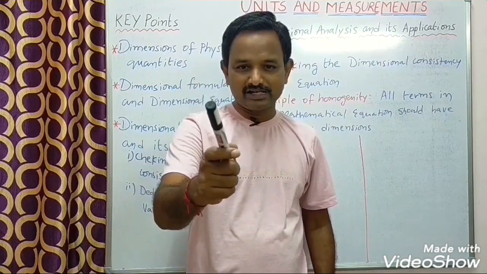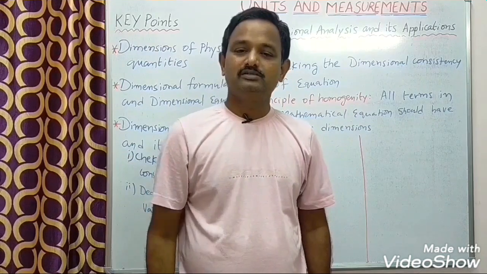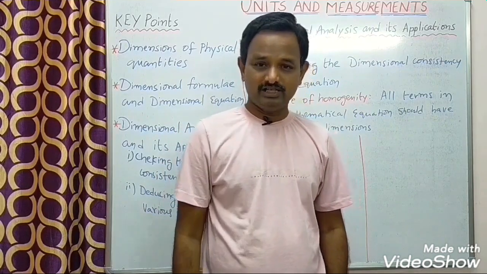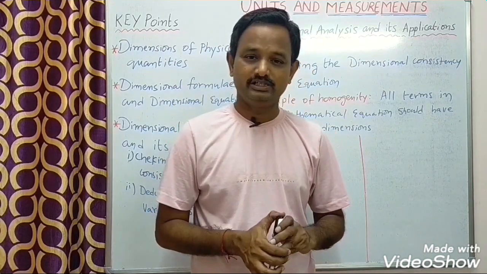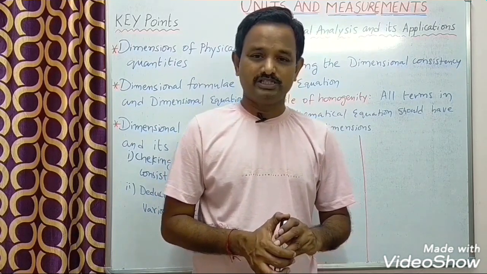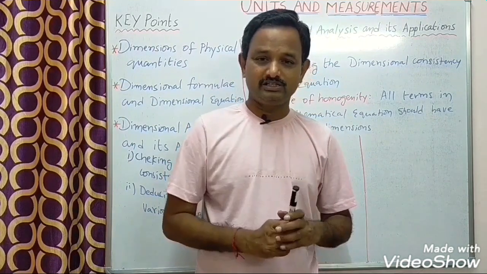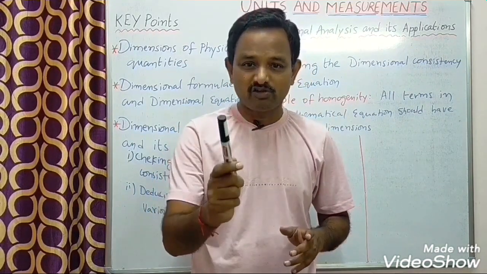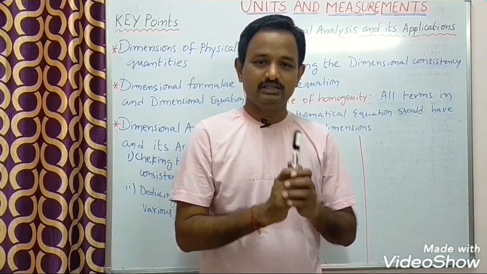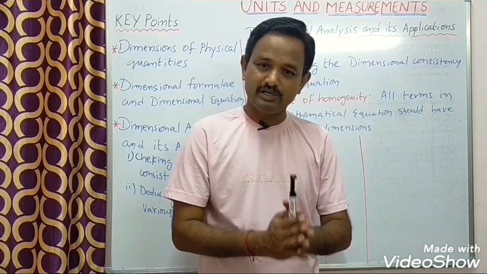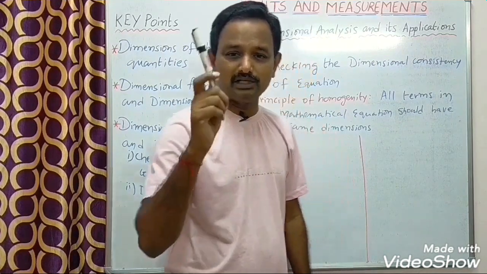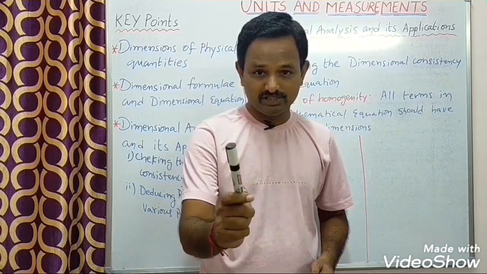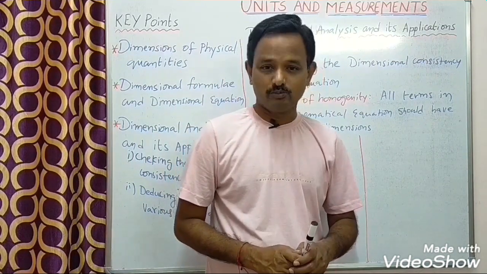Now, checking the dimensional consistency of an equation. When do you say an equation is dimensionally consistent? For that, you should know about the principle of homogeneity. What is meant by the principle of homogeneity? In a mathematical equation, if all the terms have the same dimensions, that equation follows the principle of homogeneity. Again, I am repeating: in a mathematical equation, all terms should have the same dimensions. It's called the principle of homogeneity.